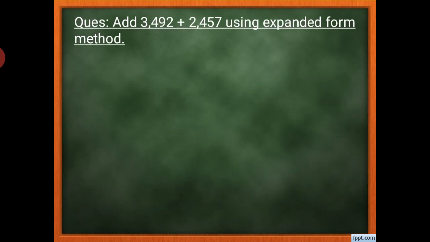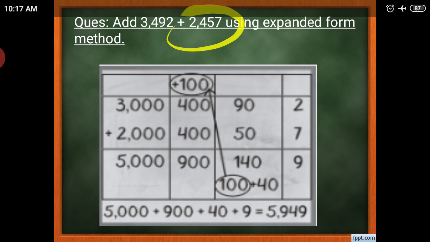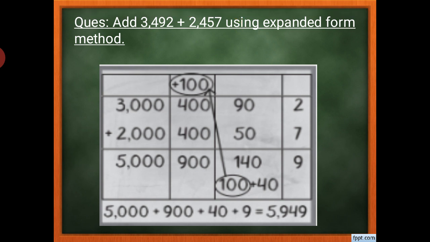So here is another question. Add 3492 plus 2457 using the expanded form method. So here also we will be using expanded form method to add. So let's see how we can do. First we have done the expanded form of this number, that is 3000 plus 400 plus 90 plus 2. Another number is 2457. So we have written 2000 plus 400 plus 50 plus 7. And we have written according to the places, like ones below ones, tens below tens and so on.